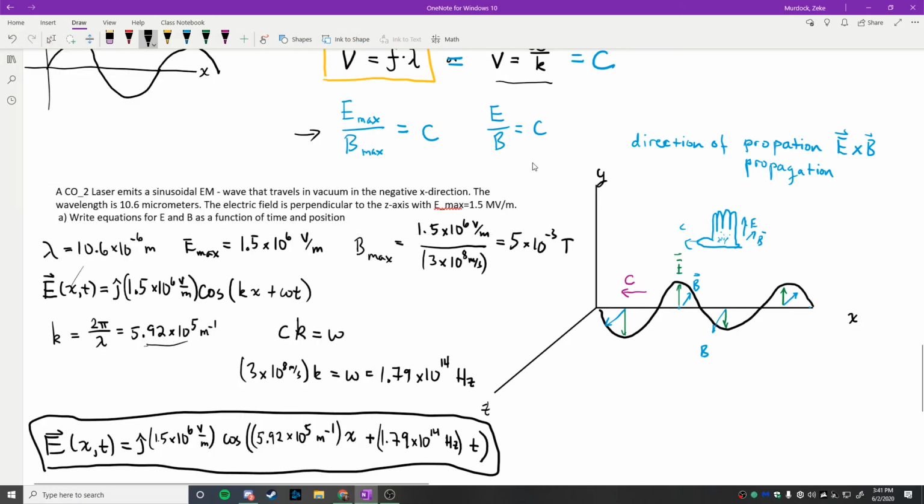So knowing what that is, then the magnetic field as a function of x and t is going to be equal to, I have to write all this stuff out again, but now it's B max, which is this, and then times exactly the same thing. So I think we can probably just copy paste this part.